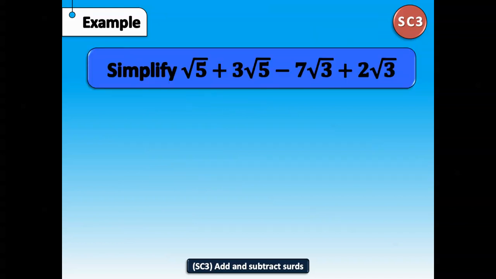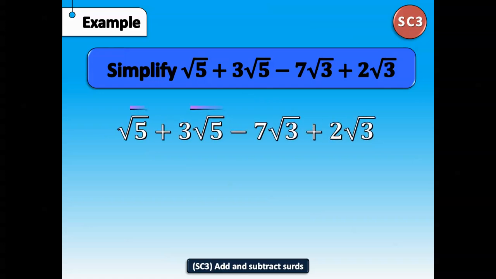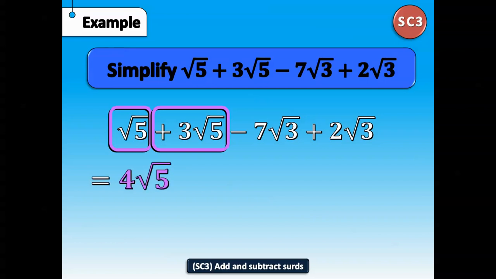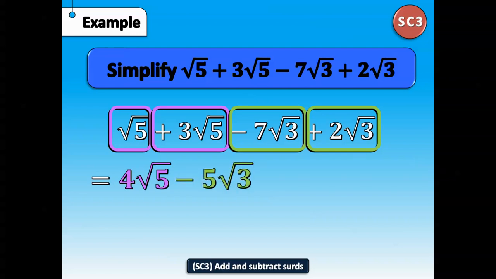In this question, I want to simplify root 5 plus 3 root 5, take away 7 root 3 plus 2 root 3. So I can add the root 5s together. So I've got 1 root 5 plus 3 root 5. So that's 4 root 5. Then I can do the root 3s, and I've got minus 7 root 3 plus 2 root 3. So remember, think about how many root 3s you've got. Minus 7 plus 2 would be minus 5. So we've got minus 5 root 3.